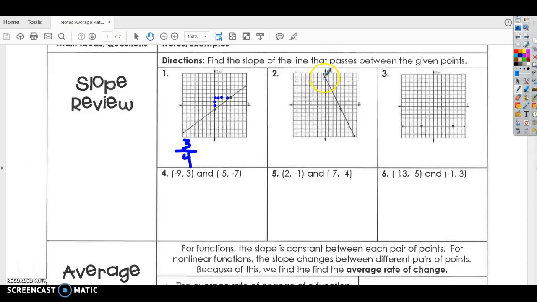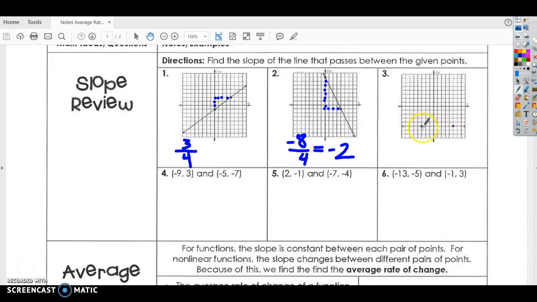Number 2, I'm going to go from one point to the other. It doesn't matter which point you start at. I'm going to start on the left side and say 1, 2, 3, 4, 5, 6, 7, 8. You may be able to count better on your paper than I am on the screen. But if I go down 8, that would be negative 8 for my rise. And my run is going to be 1, 2, 3, 4. So if I go down 8 and over 4, that reduces to negative 2. So that one has a slope of negative 2.